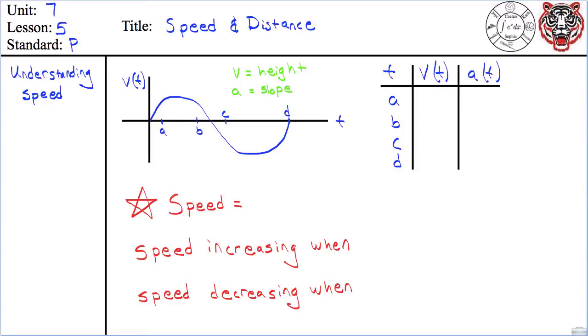So, when I look at my time at A, is the velocity positive or negative? Positive. So I'm going to say it's going to be greater than 0. Okay, acceleration, is it going to be positive or negative? Positive also. The slope here is positive. The slope is going up. All right. At B, at this point right here, velocity, positive or negative? Positive. Acceleration is? Negative. Yeah, the slope is going down.